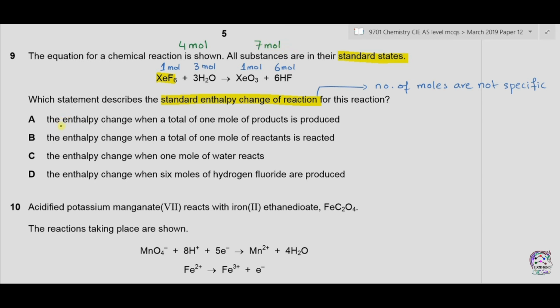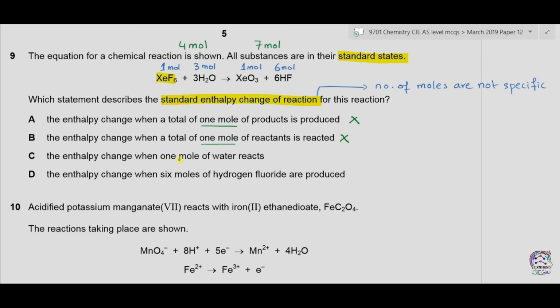Let's move towards the options. A. The enthalpy change when a total of 1 mole of product is produced. In this reaction there is 7 moles of product being produced, so therefore this is incorrect. B. The enthalpy change when a total of 1 mole of reactants is reacted. As the number of moles are not specific, in this reaction there are 4 moles of the reactants being reacted, so this is also incorrect.